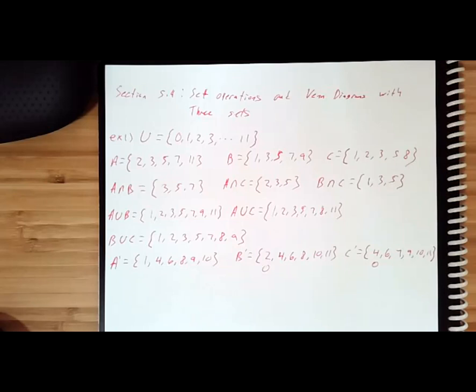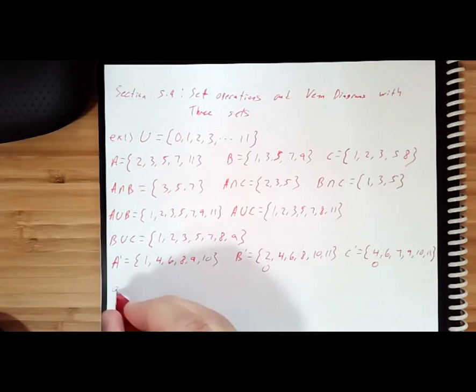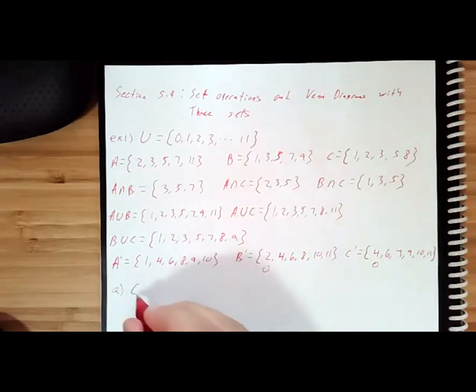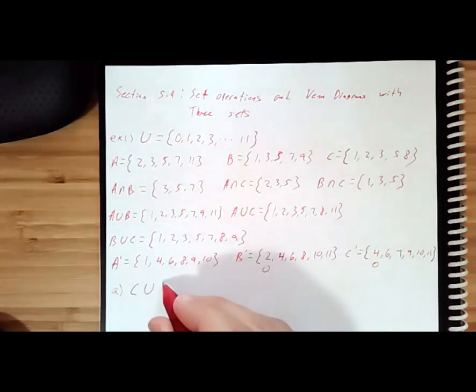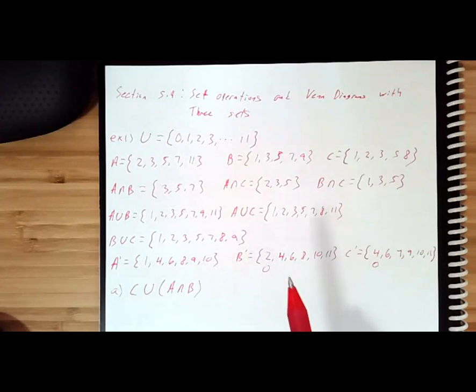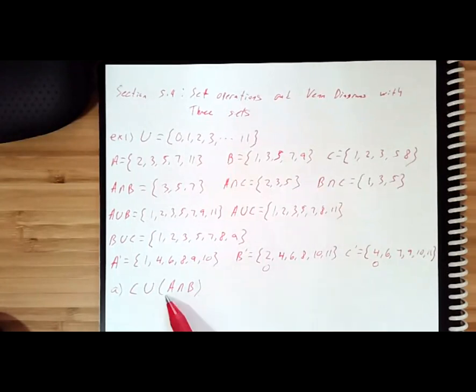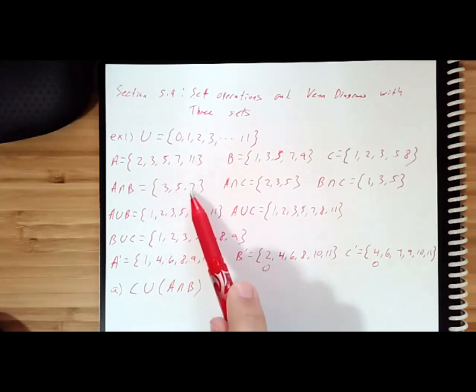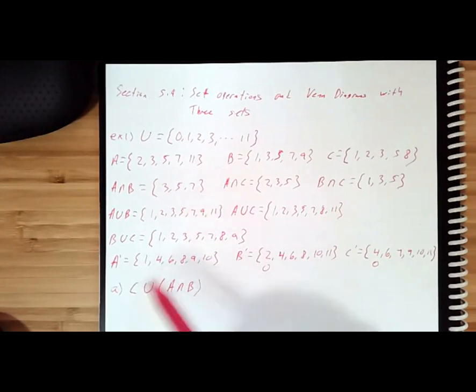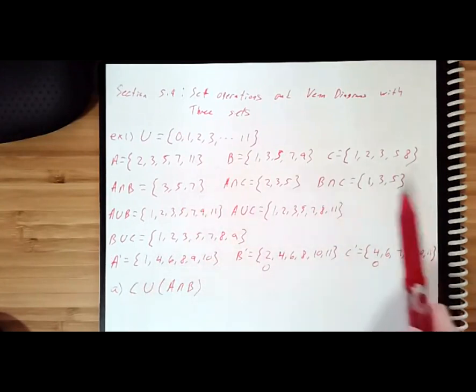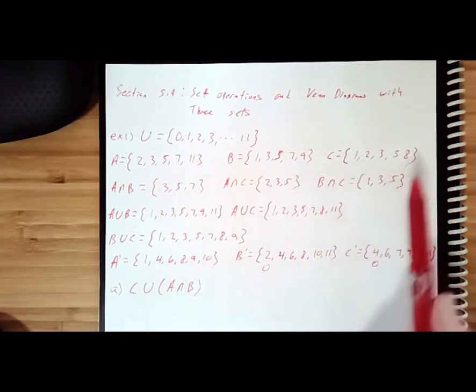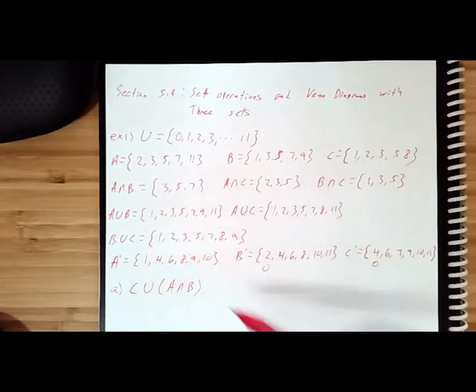All right. No, we did it. We did everything we could have possibly thought of. Let's actually get to the questions. The question says, what is C union A intersect B? Now that we have everything ready, these will be easier. So A intersect B is right here, 3, 5, 7. If you combine it with C, what are you going to get?